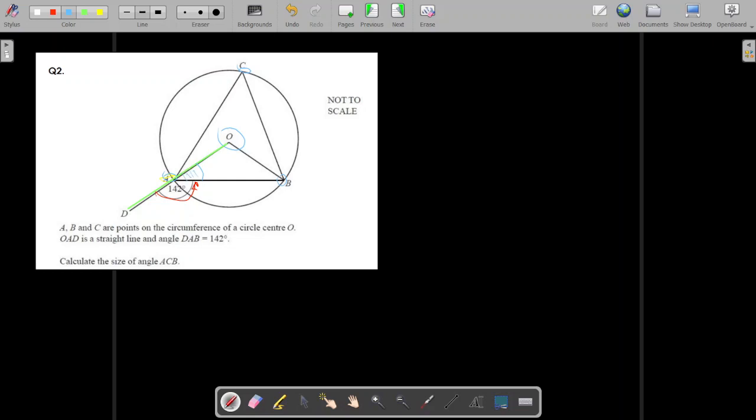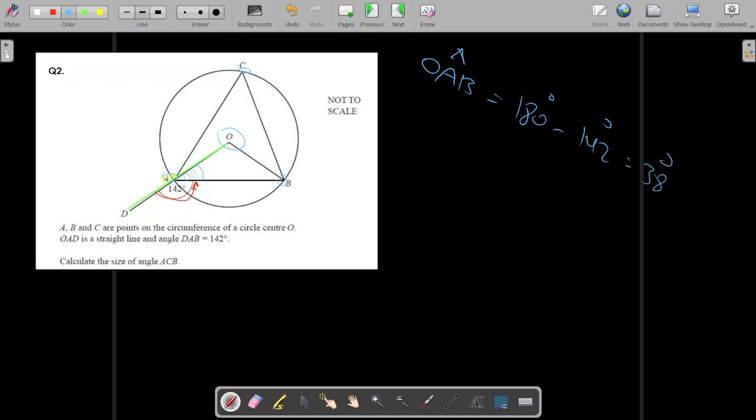So I will say that the angle OAB is going to be equal to 180 minus 142 degrees, which is going to be equal to 38 degrees.